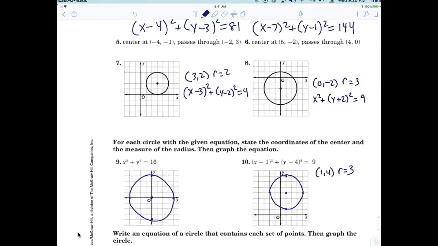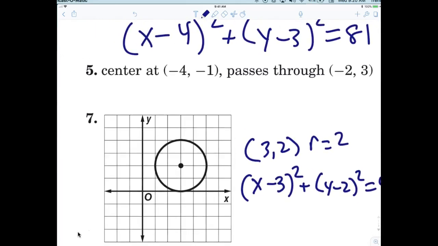Now I want to go back to question number 5. Again, number 5, not that difficult. They don't give us the radius or the diameter. So what I want to show you now is if the center is -4, -1, you would be saying that it's x plus 4 squared plus y plus 1 squared equals r squared. So we're missing r. So now you have to solve.